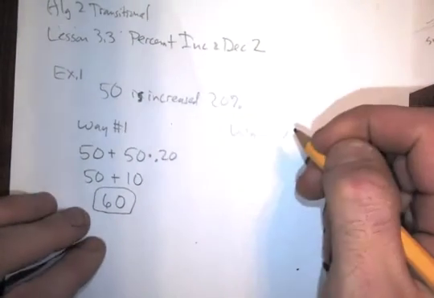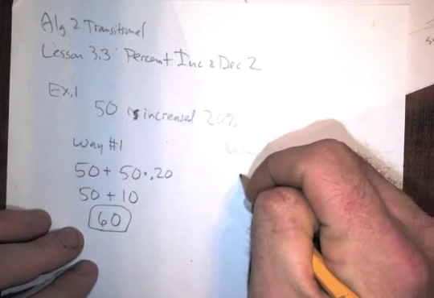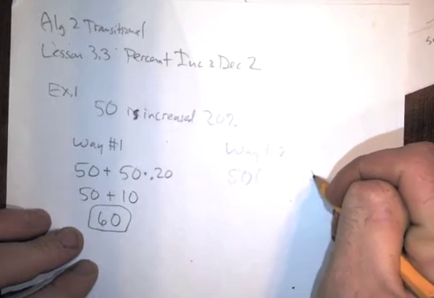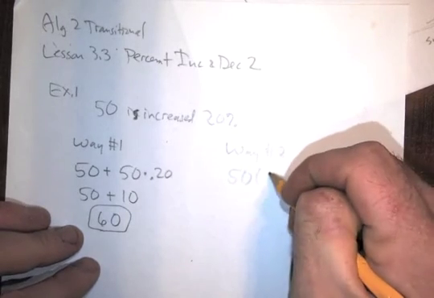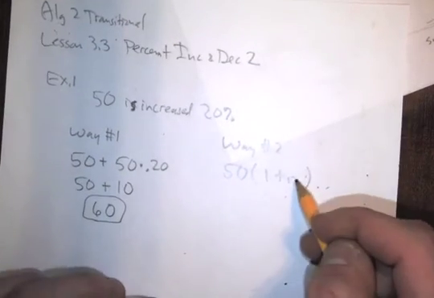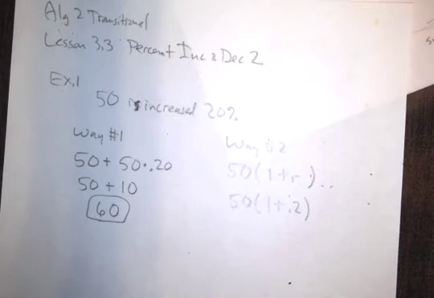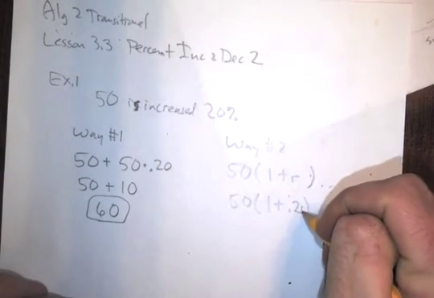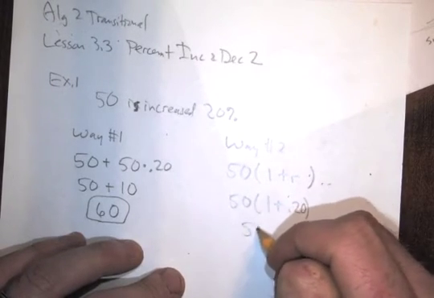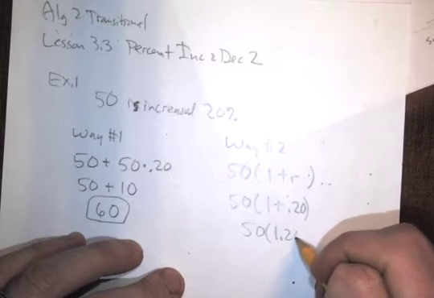Way number 2 is actually the more important way and maybe a little bit different than what you're used to. We're going to do 50, but then I'm going to multiply it by a factor. The factor is actually 1 plus r. Okay, r is the rate. So in this case, we're going to times it by 1 plus 0.2. Okay, 20%, 0.20 if you want to say 20%. Okay, so in other words, 50 times 1.20.